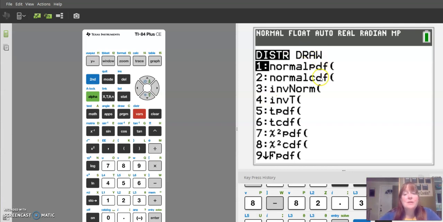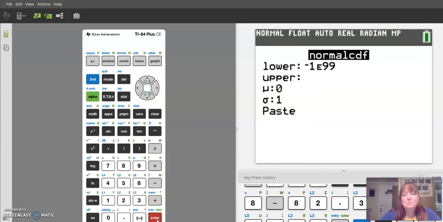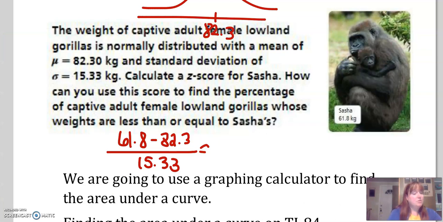So we're going to go to normal. And we never use PDF, we use CDF. You don't need to know why. It's not a big deal. Just use CDF, okay? Here we go. Enter. So this is going to tell us what percent of data values are going to be in between 2 values. So what we're basically doing is, let me show you. Maybe I can draw it here.